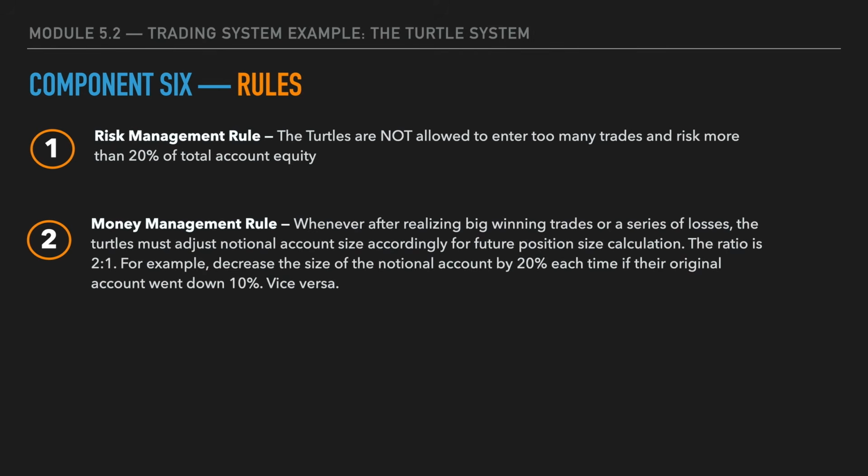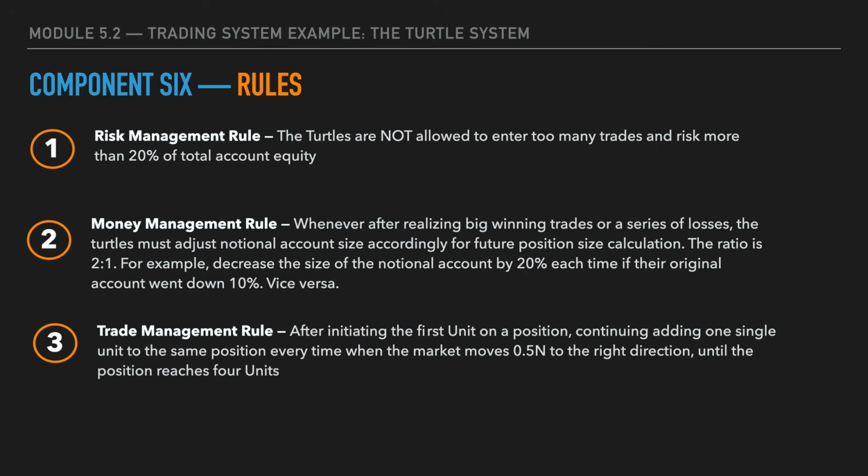The ratio is strictly 2 to 1. For example, the turtle traders have to decrease the size of the notional account by 20% each time if their original account went down 10%. Number 3, trade management rule. After initiating the first unit on the position, continue adding one single unit to the same position every time the market moves up half the value of N in the right direction, until the position reaches 4 units.